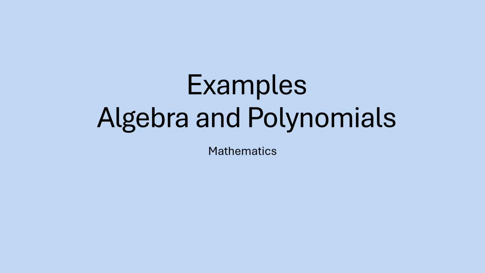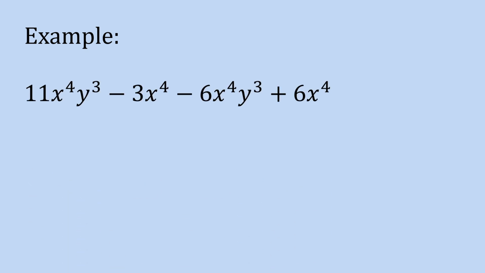In this video, I will cover examples for algebra and polynomials. First example: 11x^4y^3 minus 3x^4 minus 6x^4y^3 plus 6x^4.